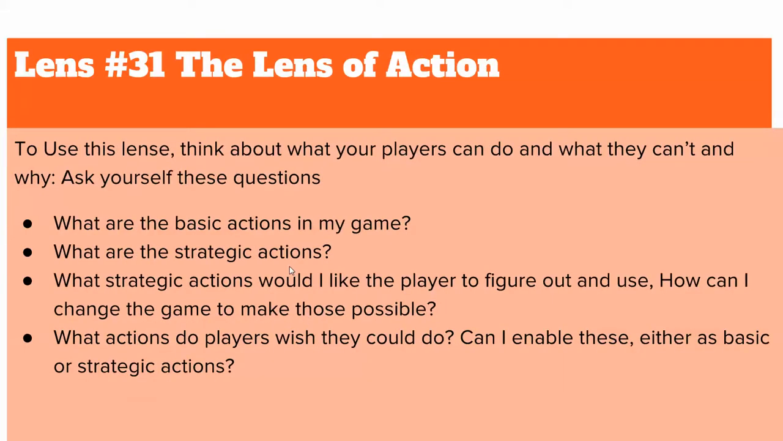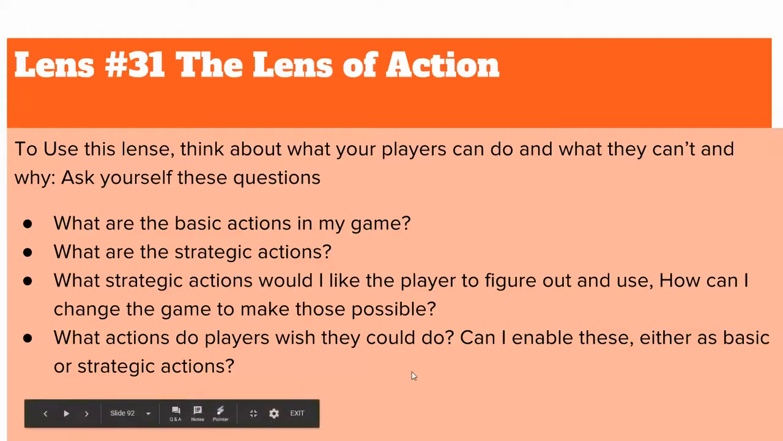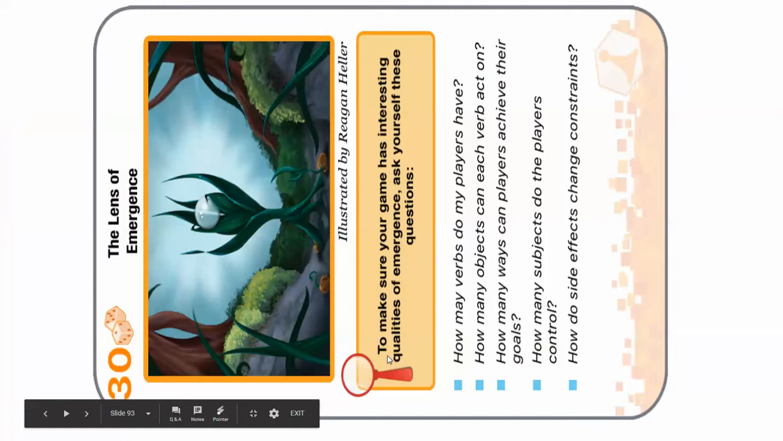All right, now there's lens 31 to look at. What are the basic actions in the game? What are the strategic actions? What strategic actions would I like the player to figure out and use? How can I change the game to make those possible and kind of lead the player to it? What actions do players wish they could do? Can I enable these either as basic or strategic actions?